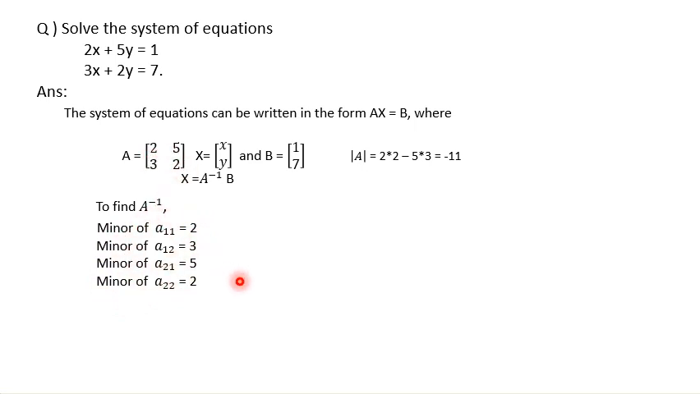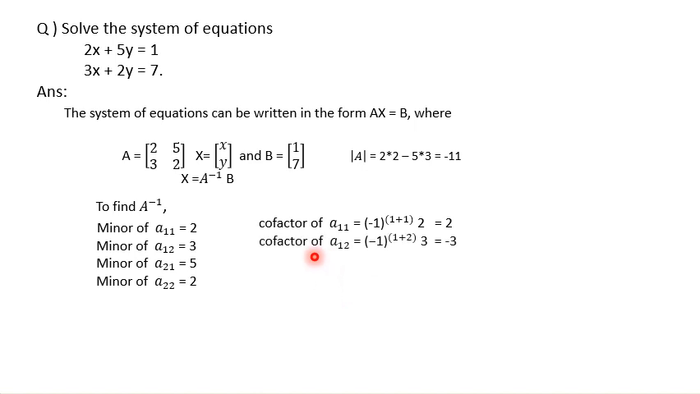Now, we need to find the cofactor of each element. What is the cofactor of A11? Minus 1 raised to 1 plus 1 into the minor of A11. Here, minus 1 raised to 1 plus 1 into the minor of A11, which is 2. So, into 2. That is, minus 1 raised to 2 is 1. So 1 into 2 is 2. So the cofactor of A11 is 2.